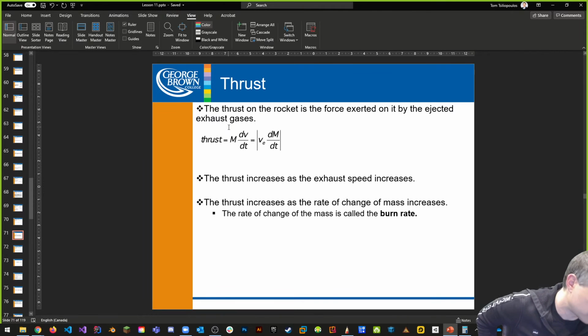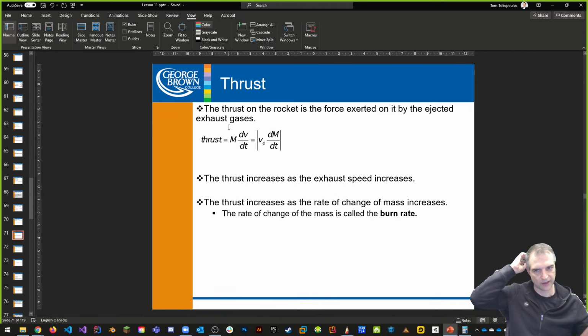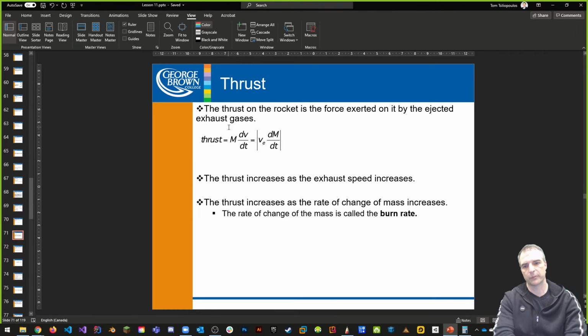That's not true, actually, in real life, because as the rocket loses fuel, you're actually going to have a different state of momentum. But for the most part, the thrust increases as the rate of change of mass increases, right? Because as the rate of change of mass goes down, the thrust increases.